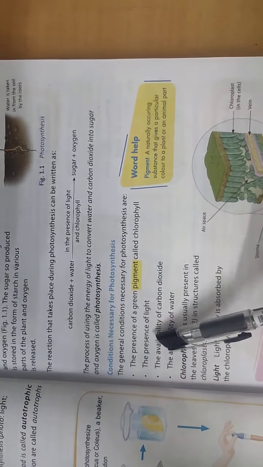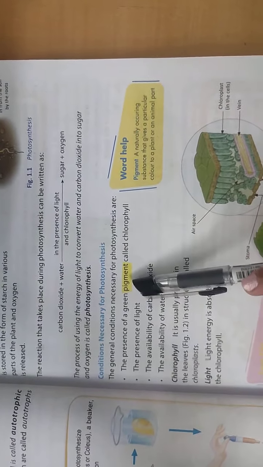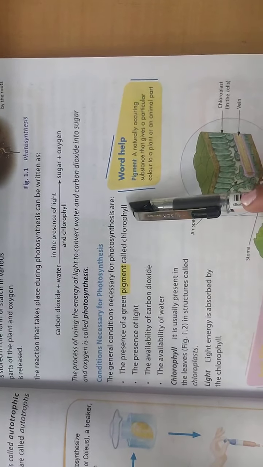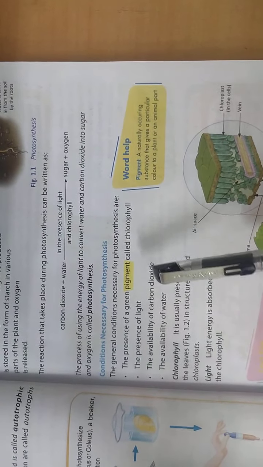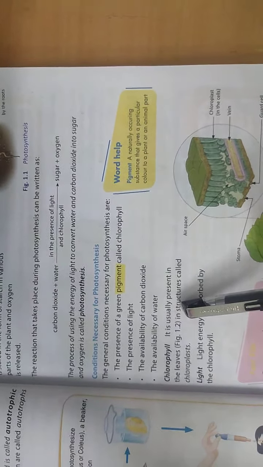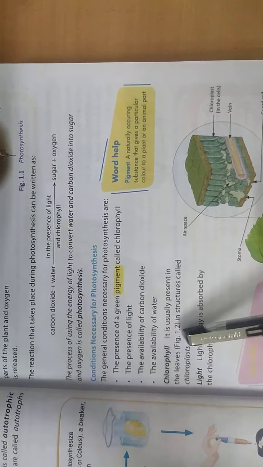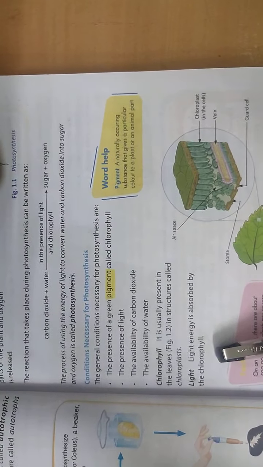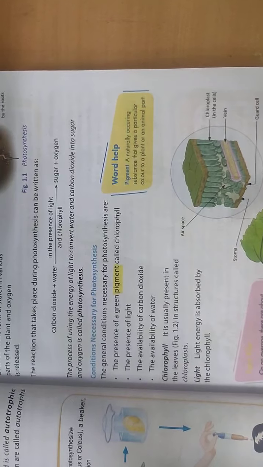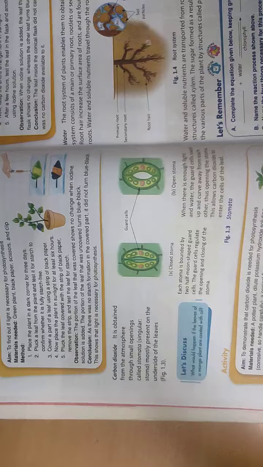So what are the basic four conditions for photosynthesis? The presence of the green pigment called chlorophyll, the presence of light, the presence of CO2, and the presence of water. Chlorophyll is present in a leaf in a special structure known as chloroplast. The sunlight is absorbed by the plant through the chlorophyll present in the plant. Chlorophyll is present in chloroplast, so indirectly chloroplast is absorbing the sunlight.